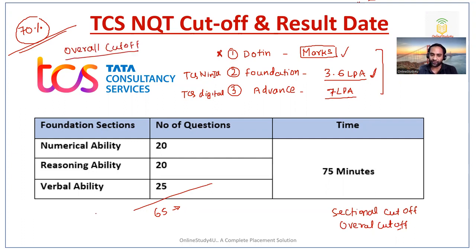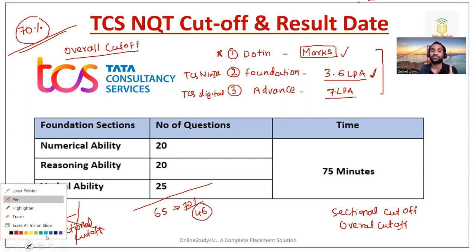Now if we talk about Infosys, then Infosys has a sectional cutoff. But for TCS you do not have to bring that here. You have to understand that there is an overall cutoff, so you can calculate 70% of this. 70% of 65 will be 42 plus 3, so around 46 questions you need to solve, but there is a twist here that you need to understand.